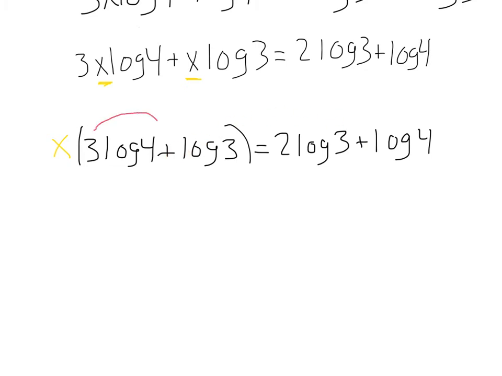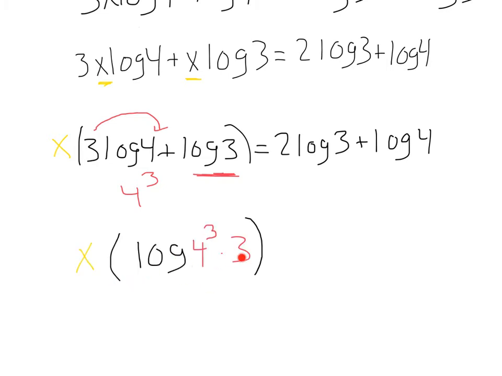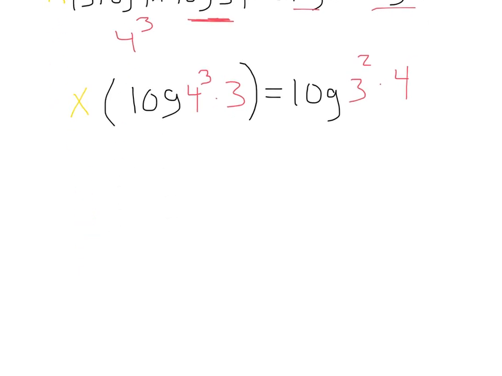I'm going to put this 3 using the power rule back here, giving me 4 cubed. I've also got this log 3 over here. I know I can multiply those, so this whole thing is going to turn into x log 4 cubed times 3. And why not the same thing over here? We can take our 2, put it right up here to make it 3 squared, plus log of 4. We've got the same automatic base of 10. That gives us log 3 squared times 4.